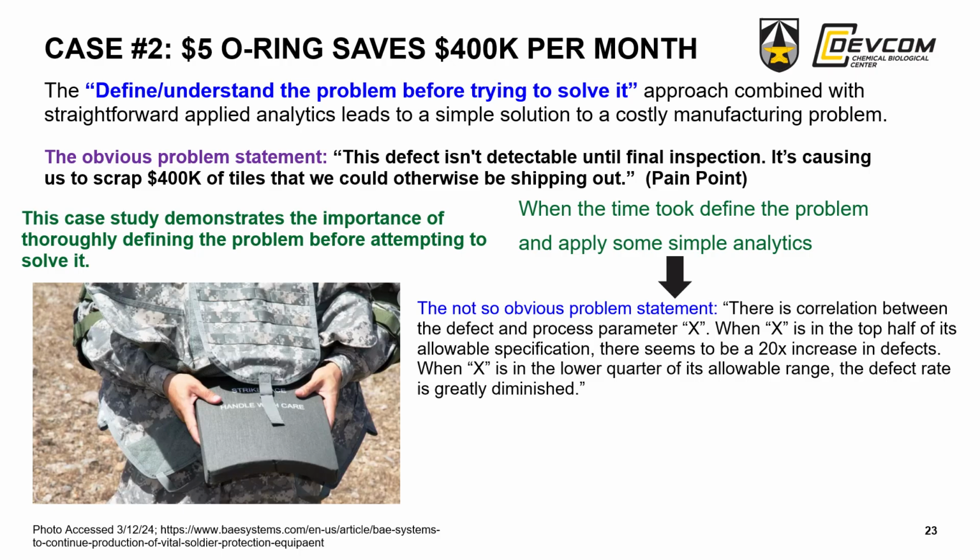And we found that when X was in the top half of its specification, the defect probability increased by about 20x. We did a logistic regression fit to this. But we found that when the control parameter was on its low end, or its lower quarter, the probability of the defect went way down.